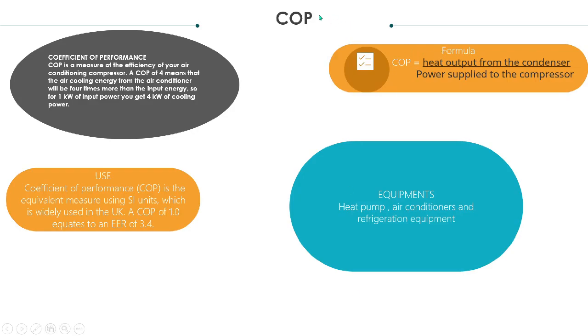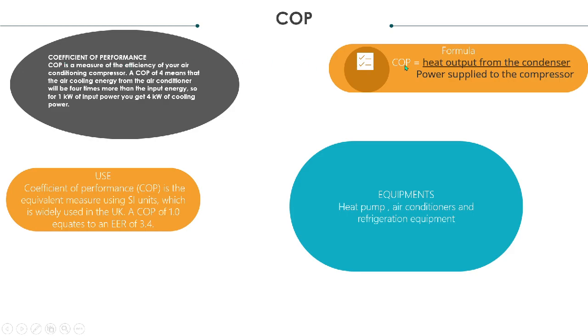First we have coefficient of performance, which is COP. Coefficient of performance is a measure of the efficiency of your air conditioning compressor. A COP of 4 means that the air cooling energy from the air conditioner will be 4 times more than the input energy. So for 1 kilowatt input power, you get 4 kilowatt of cooling power. This is the definition of the coefficient of performance.